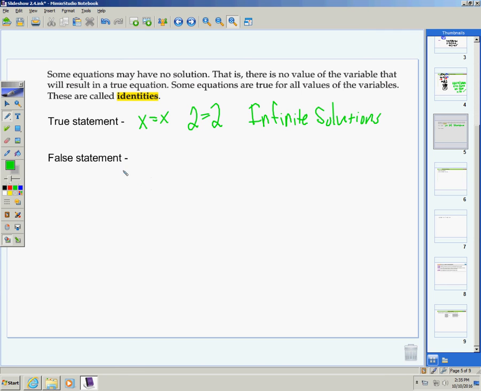A false statement is when you get something that's not true, like 1 equals 3. Obviously 1 does not equal 3, so that means it's a false statement. That means it's no solution. We've talked about this already this year, just wanted to remind you of that very quickly.